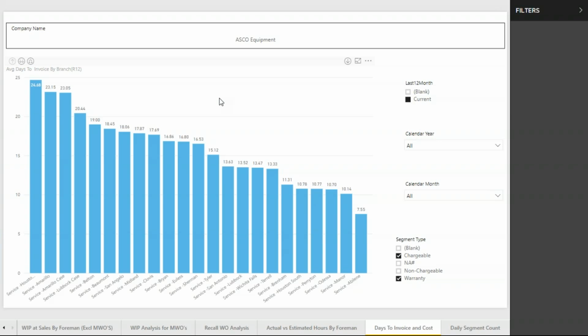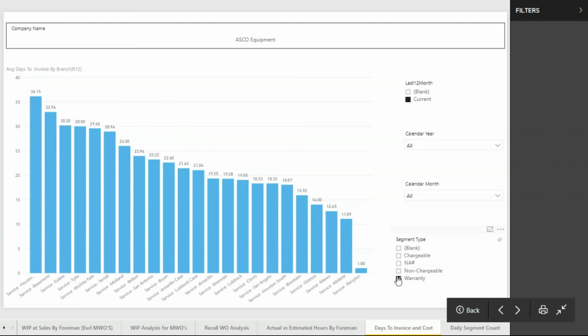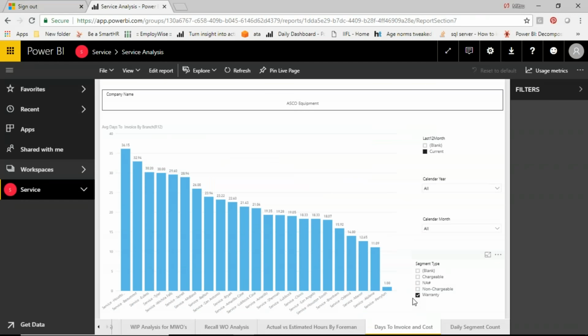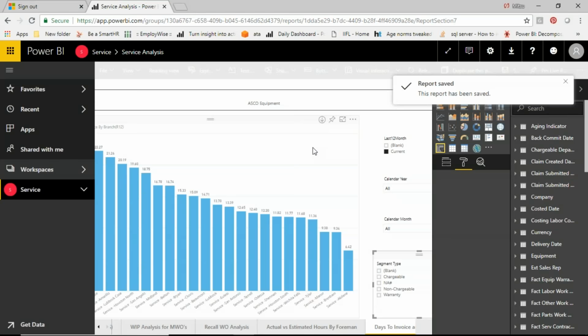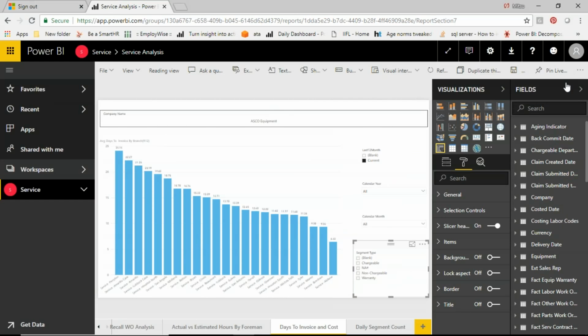Is there a way to put the chargeable and non-chargeable next to each other? Oh, absolutely. Yeah, just put segment type as the bars. Or, actually, can you make that a stacked column on segment type? Yeah.